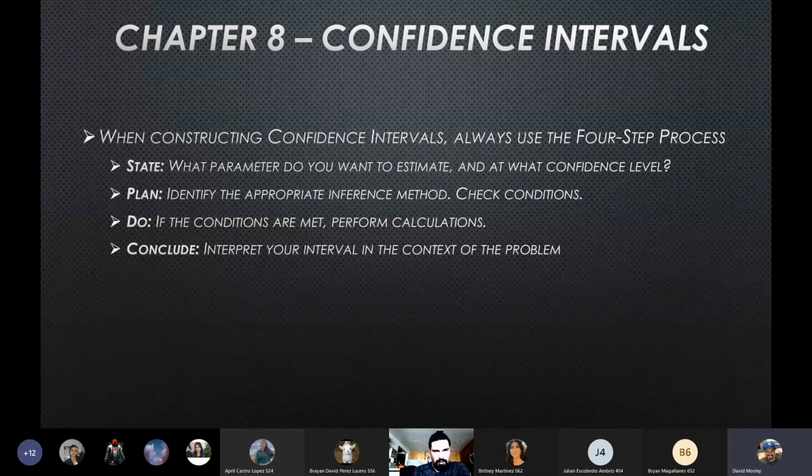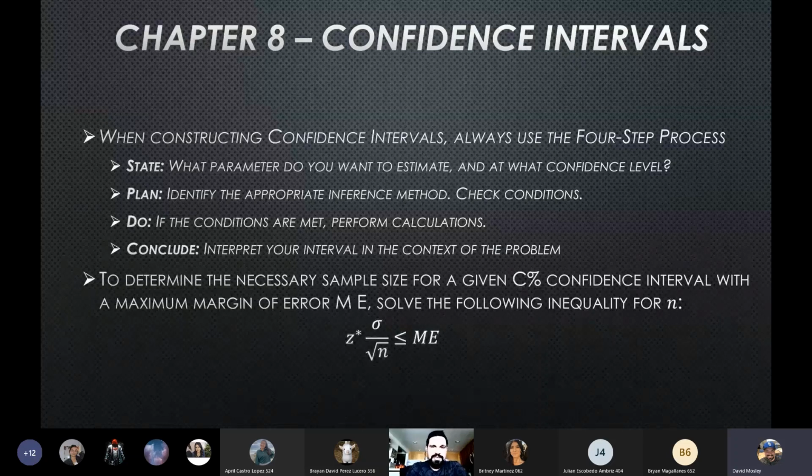Again, we must do the four-step process: state, plan, do, conclude. Determine a necessary sample size for a given c% confidence interval with a maximum margin of error ME. Solve the following inequality for n. Again, we have z star, right? We do not use a t statistic in this case. We use z star and the following percent confidence interval. Even though this is a mean, and we typically use t and stuff for that, in this case we use z star because we don't know the degree of freedom. So we can't use the t distribution, right?